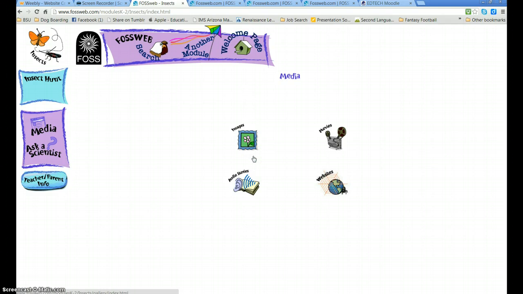by looking for books in the library on insects, maybe reading to the students a book on insects, and then showing them more websites where they can find more information on insects.